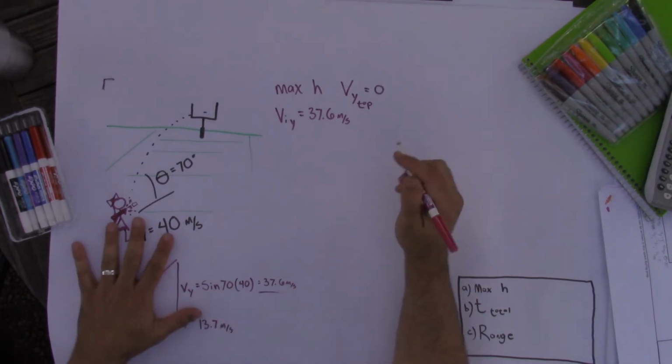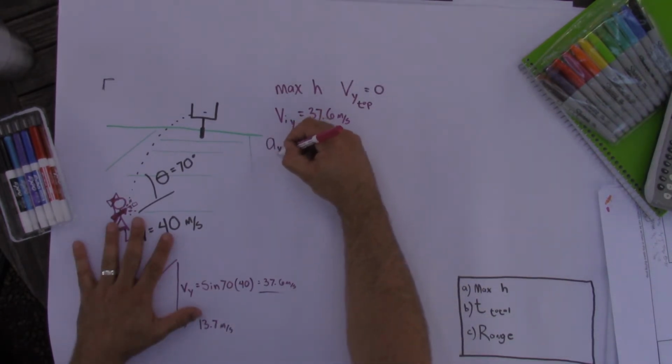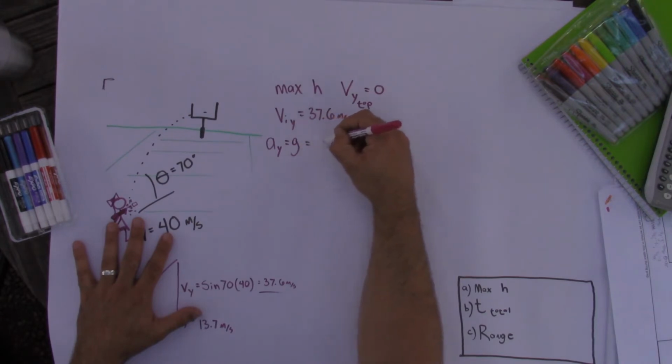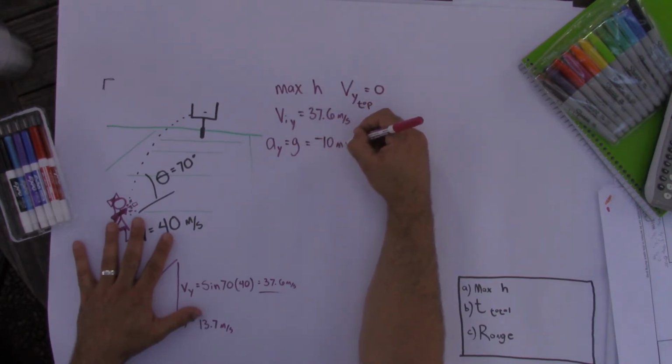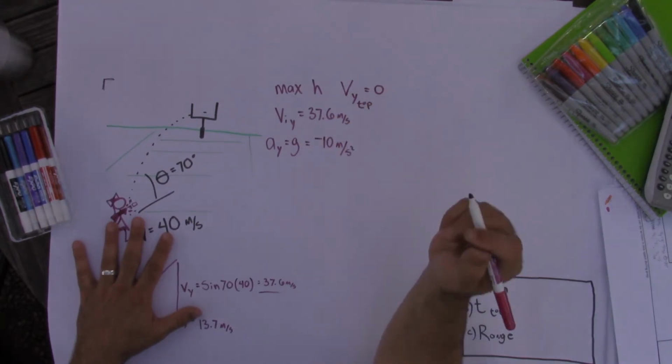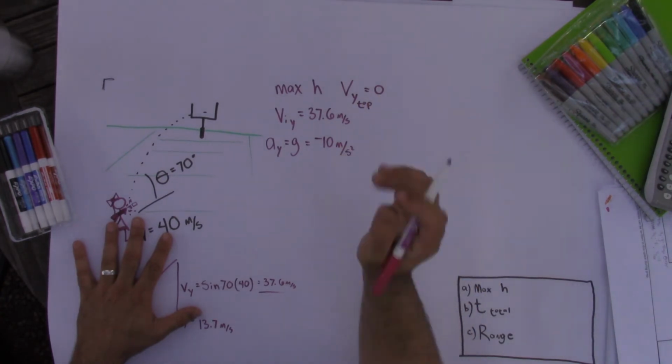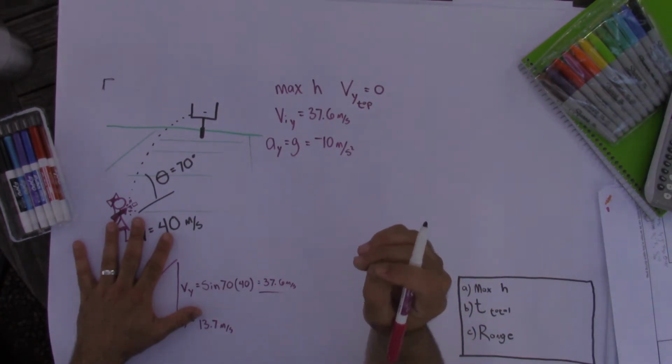Since we can assume that this happens on Earth, we also know that the acceleration in the y direction is gravity. I'm going to call that -10. As you know, technically it's 9.8, but I'm just going to round. And with this information, we should be able to find the maximum height.